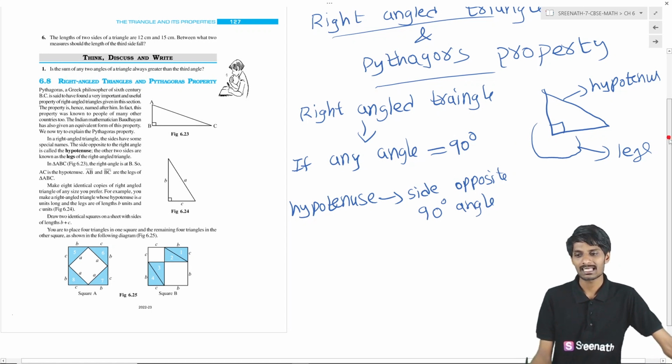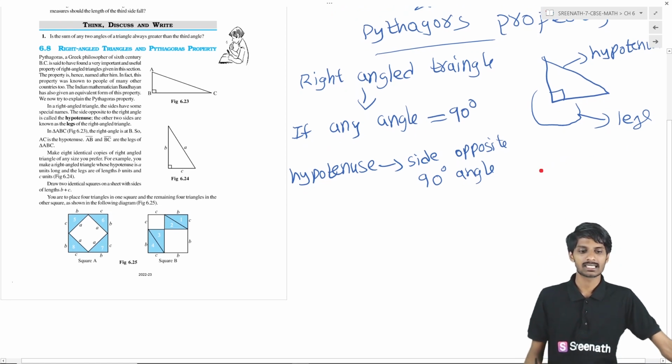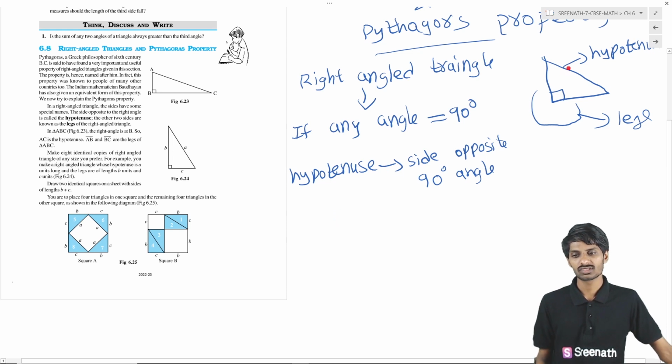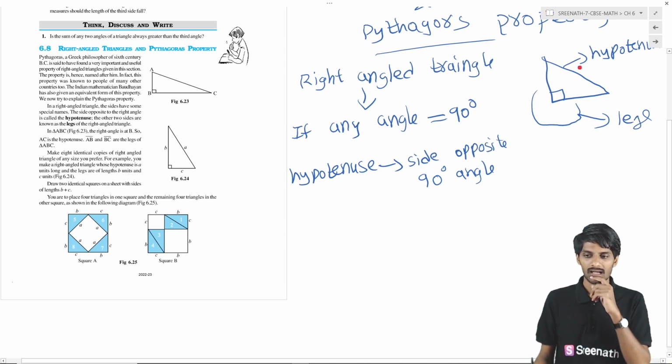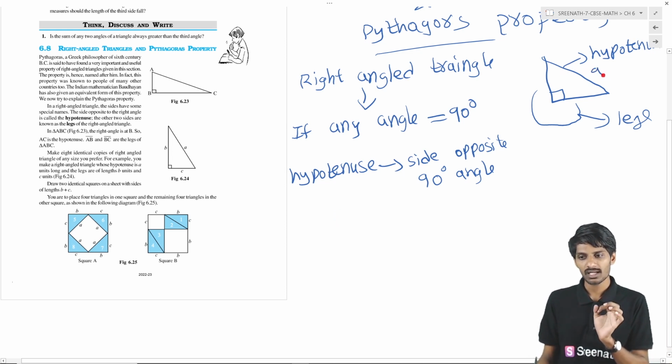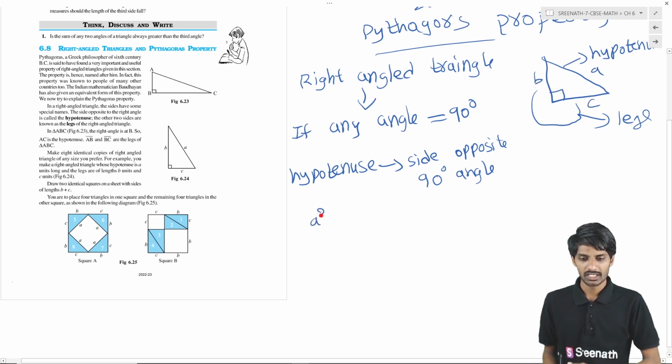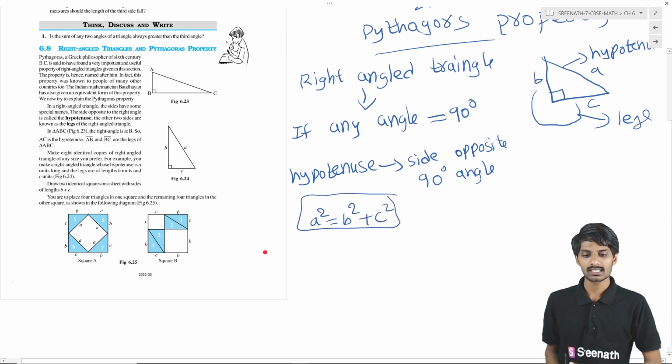So what he has told in this case, students, is that if you take the hypotenuse length as A and the other lengths as B and C, then A square equals B square plus C square. What does this mean, students? The length of the hypotenuse squared is equal to the length of one leg squared plus the length of another leg squared, students.